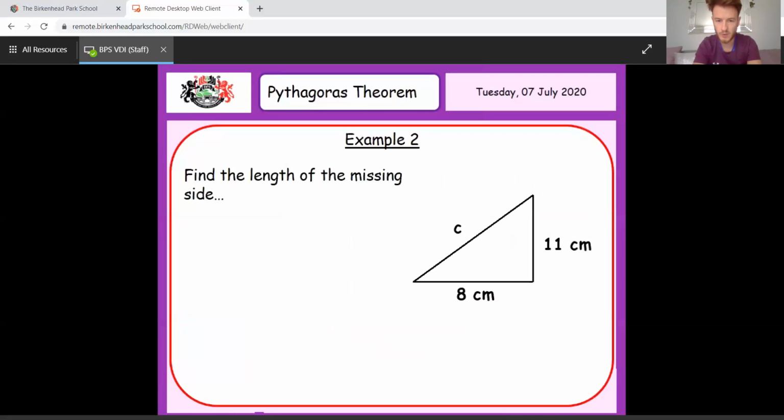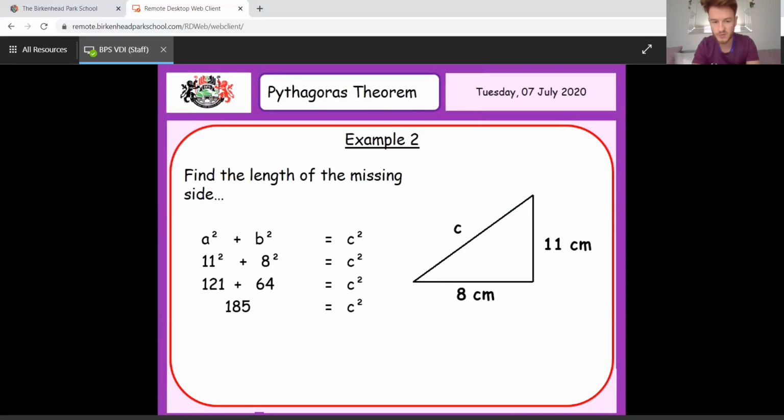Next one then. Once again, we're finding c. So I would label the sides and go a squared plus b squared equals c squared. A and b are 11 and 8. So 11 squared plus 8 squared equals c squared. 11 squared is 121. 8 squared is 64. And add them together for 185. That gives us c squared.